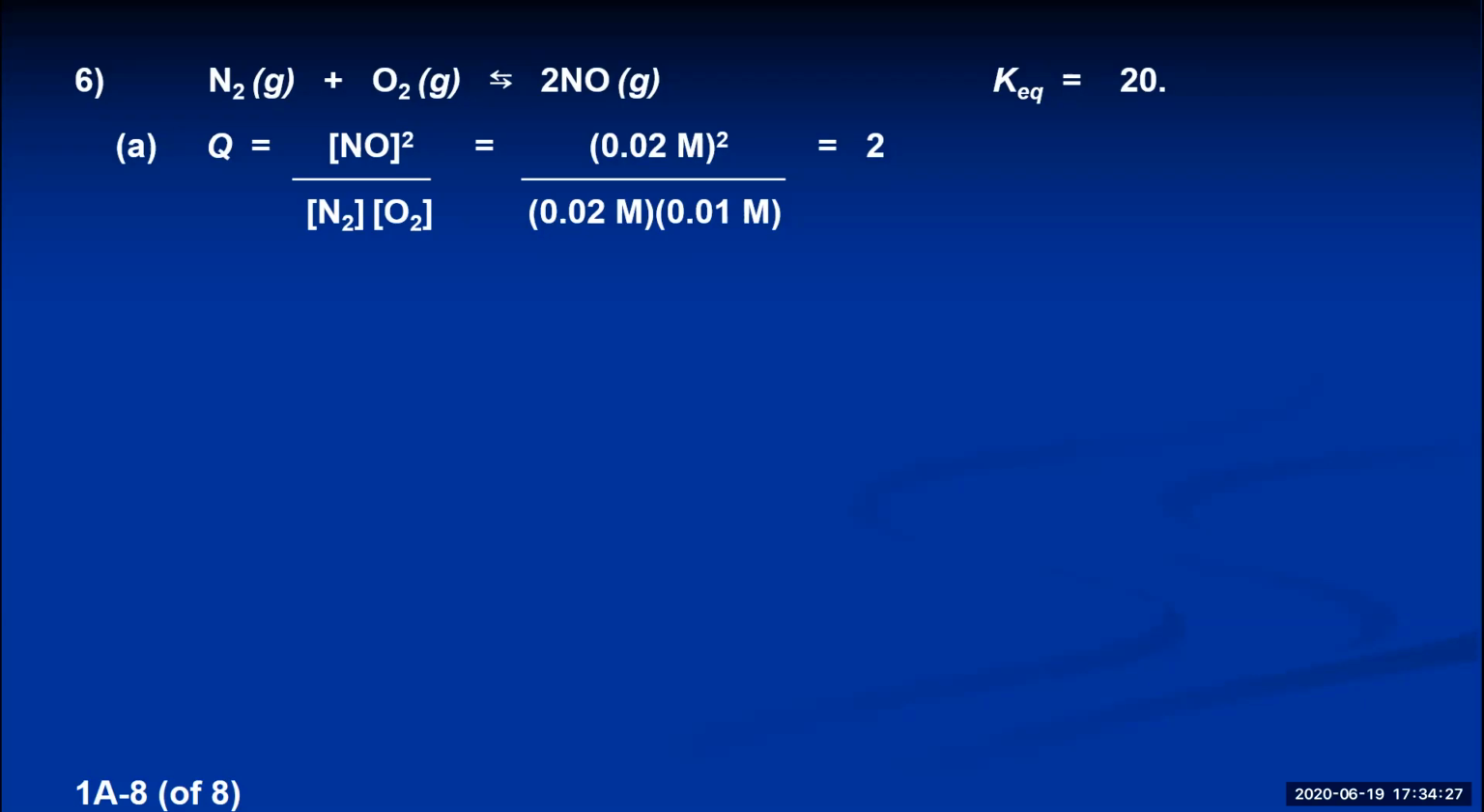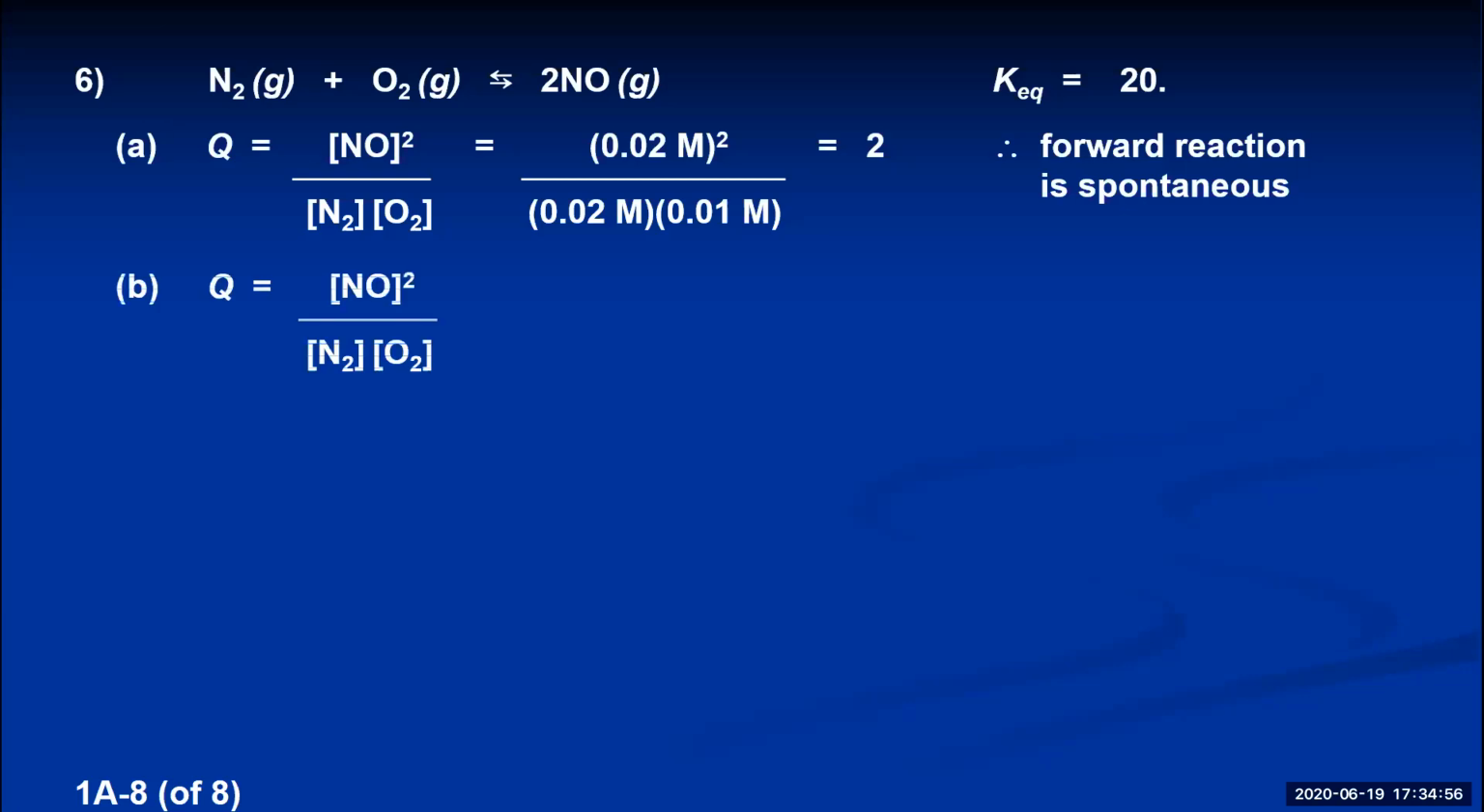All systems go to equilibrium, so that means the Q value will eventually become the equilibrium constant. So the 2 will eventually equal the numerical value of 20. So what does that mean it has to do? It has to get bigger. So if it has to get bigger, you've got to make a larger numerator, and the numerator is where the products are. So that means the forward reaction must be spontaneous. That's the only way you can make the numerator bigger so that the reaction quotient can increase from 2 to eventually reach the equilibrium constant of 20.